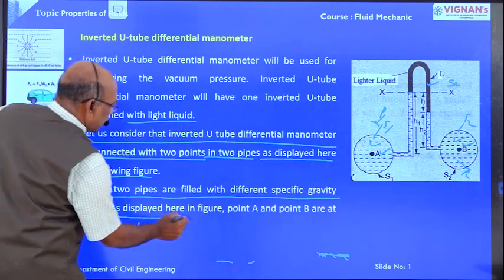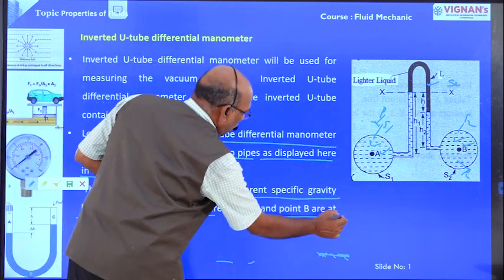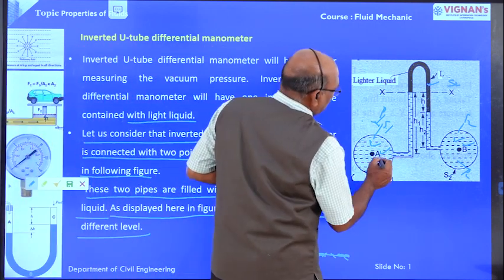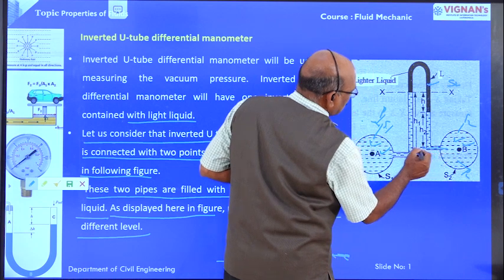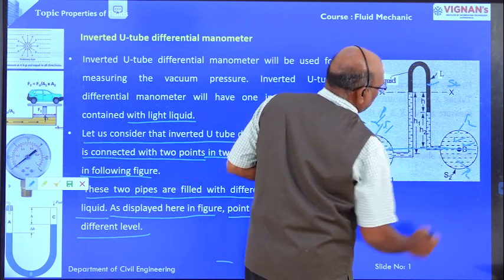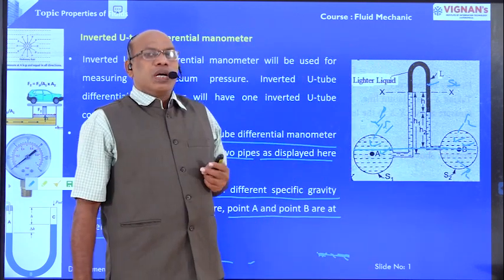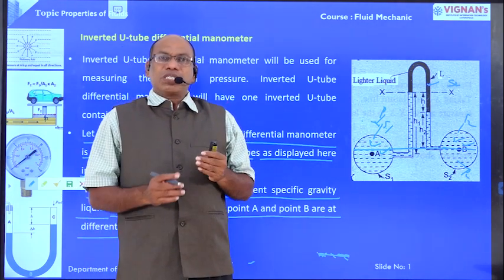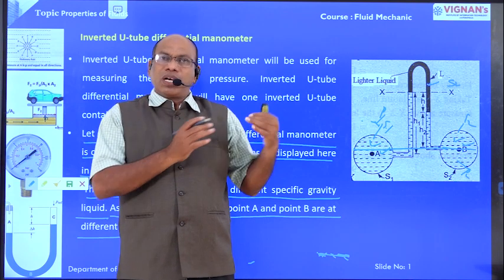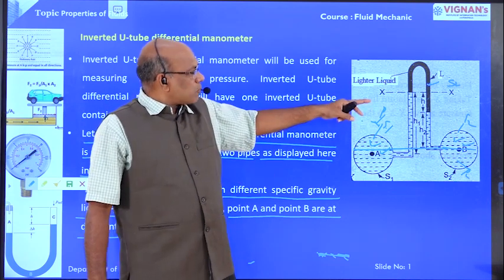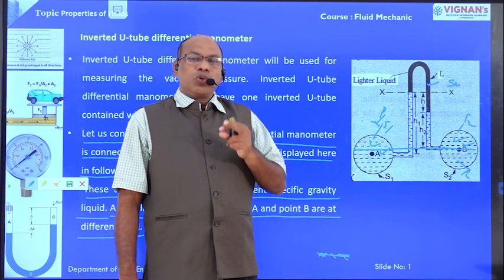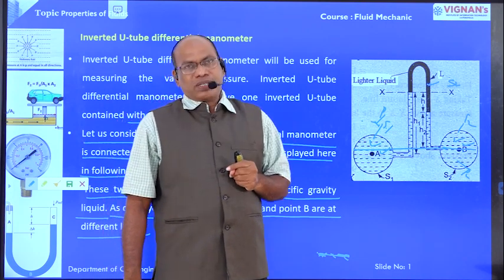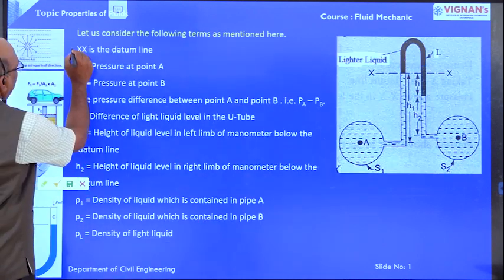As displayed here in the figure, point A and point B are at different levels, not at the same level. Now we are going to derive the expression for the determination of the pressure difference between the two points. Already I have explained that the inverted U-tube differential manometer is used to measure low pressure difference. XX is the datum line.